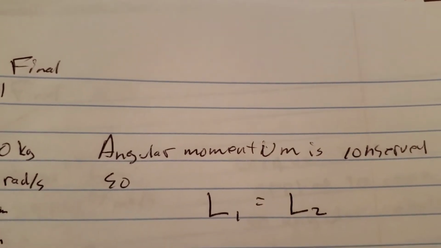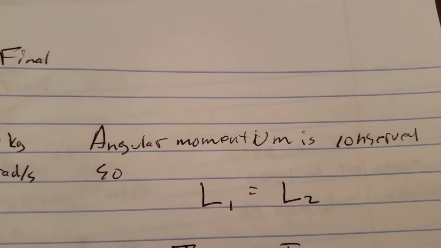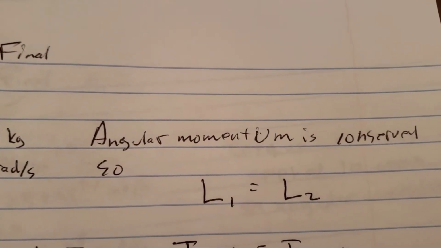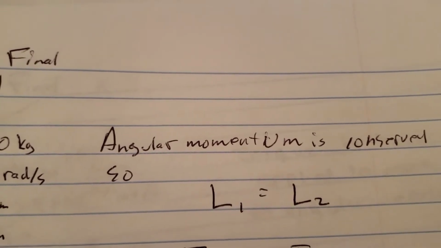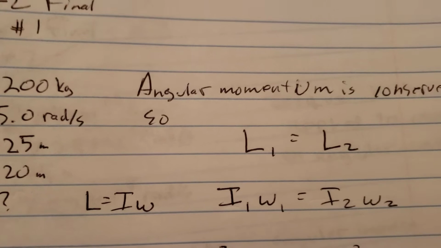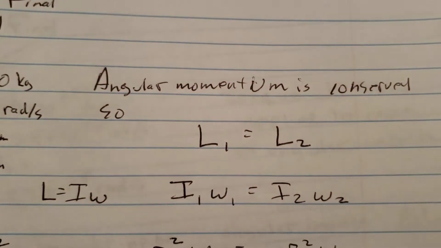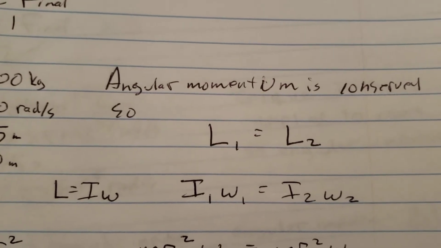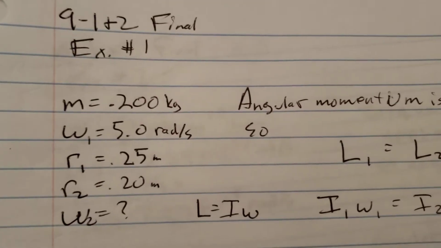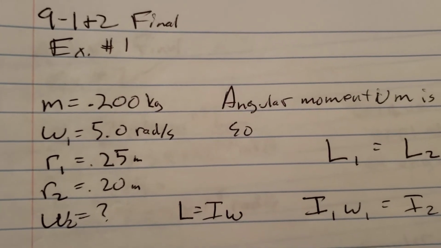Therefore, our beginning is to state that the initial angular momentum, L1, is equal to the final angular momentum, L2. Now, in the notes, we saw that L was equal to I omega. Therefore, L1 becomes I1 omega 1, and L2 becomes I2 omega 2. Now, omega 1 we have, and omega 2 is what we were looking for. However, we do not have I.